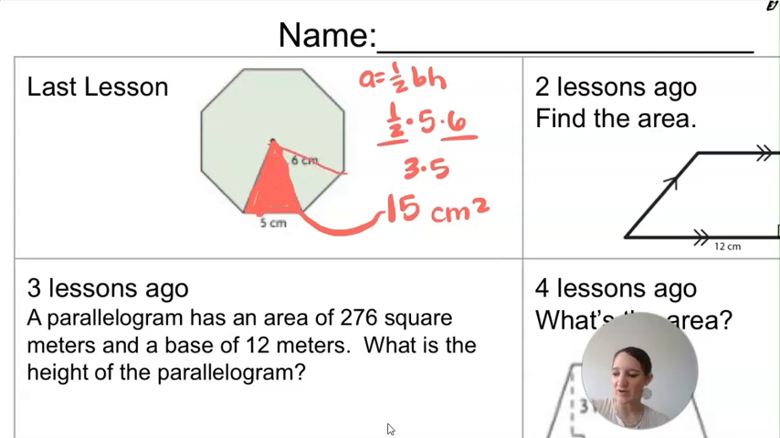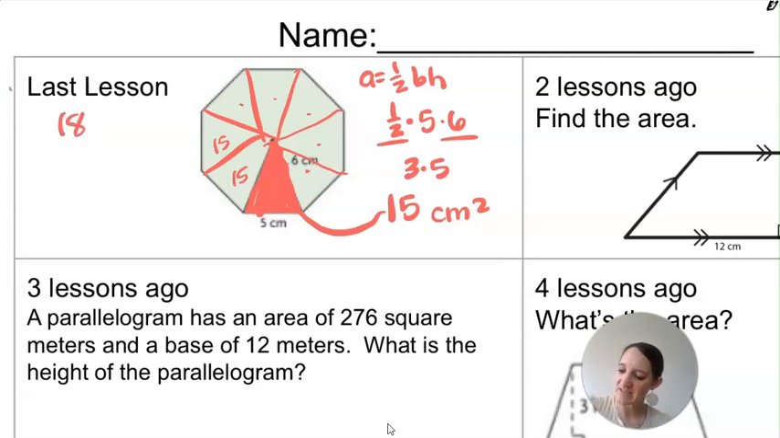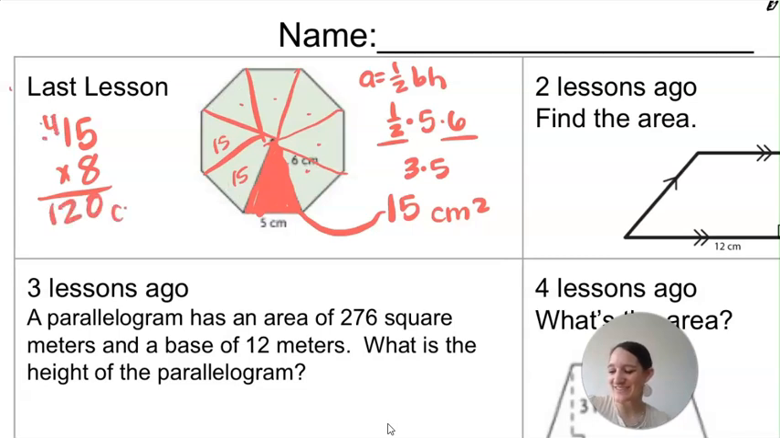Okay, and we are going to see that there are 1, 2, 3, 4, 5, 6, 7, 8 of these that are all 15. So the next thing we'll do is 15. Oh, why did I do 18? 18 times 5. Why am I doing 18 again, guys? 15, there's 8. The answer will probably still be the same, but 8, 9, 10, 11, 120 centimeters squared.